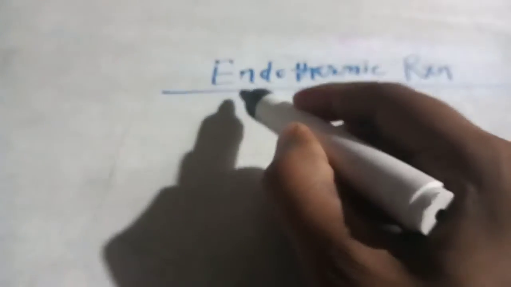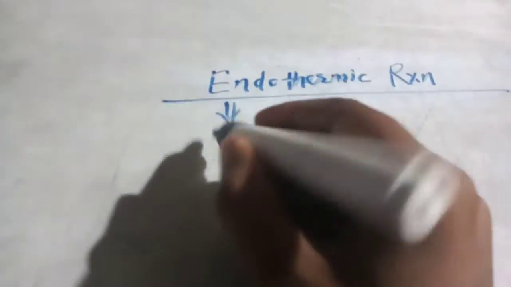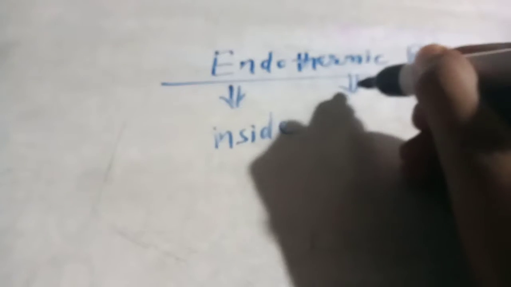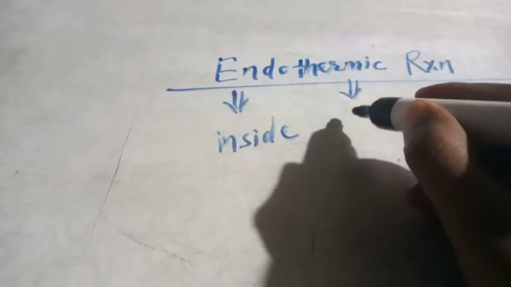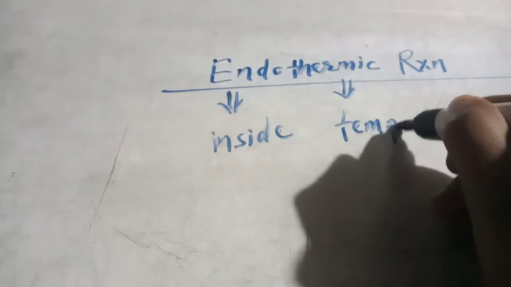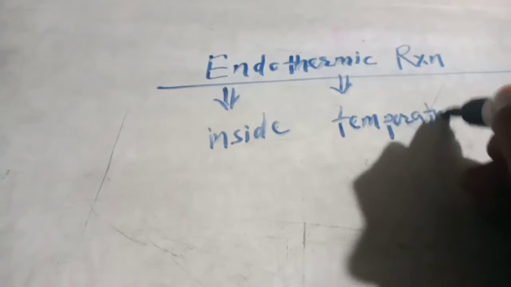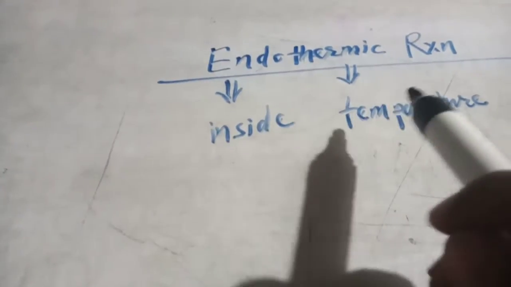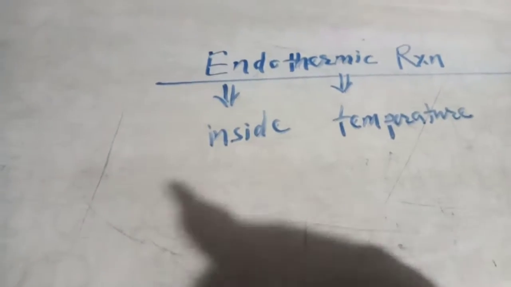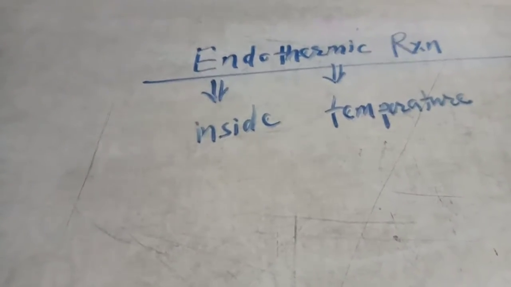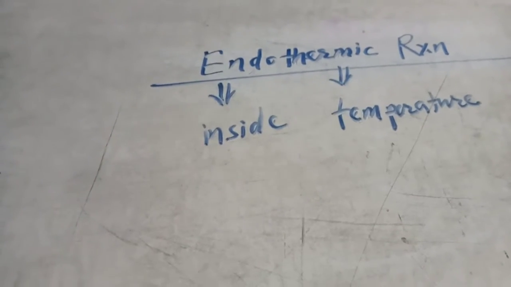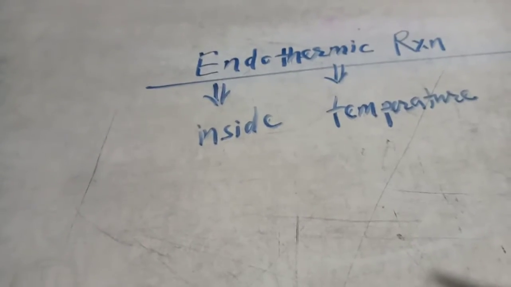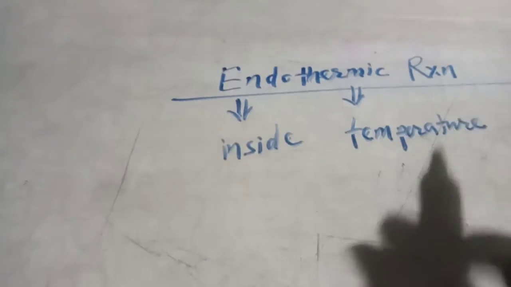Here, endo means inside, and thermic is related to temperature or heat. So you can conclude that the reaction in which temperature or heat energy is absorbed in the reaction medium. The reaction in which heat energy is absorbed in the reaction medium is known as endothermic reaction.